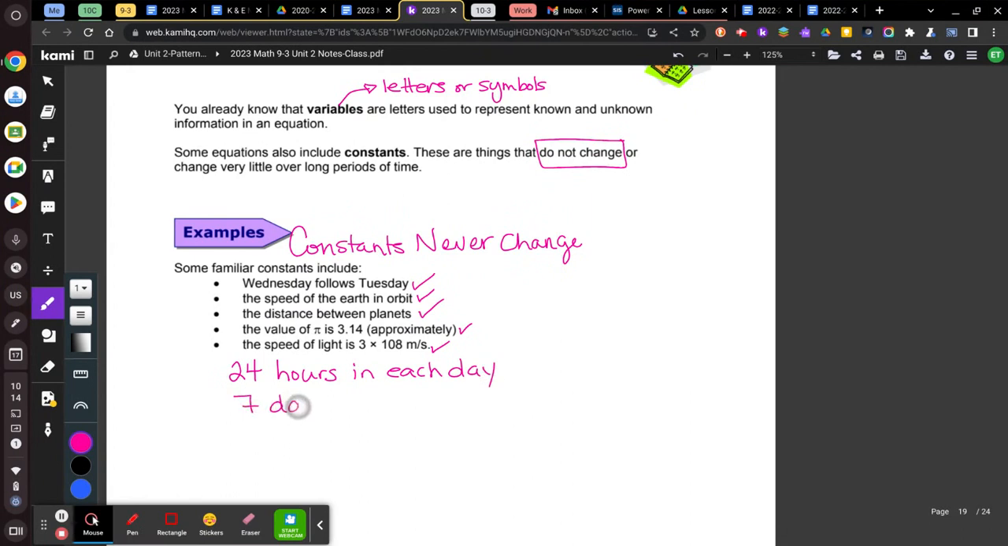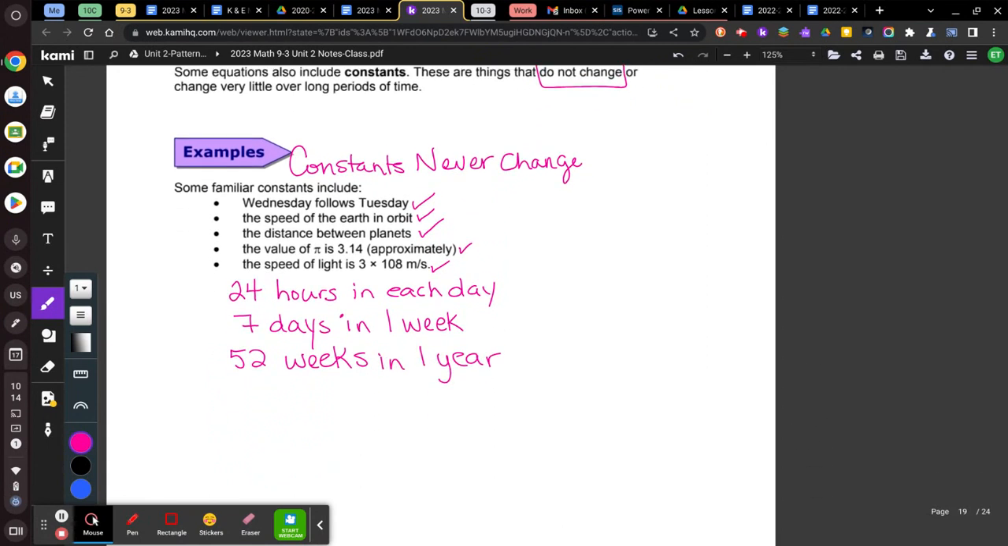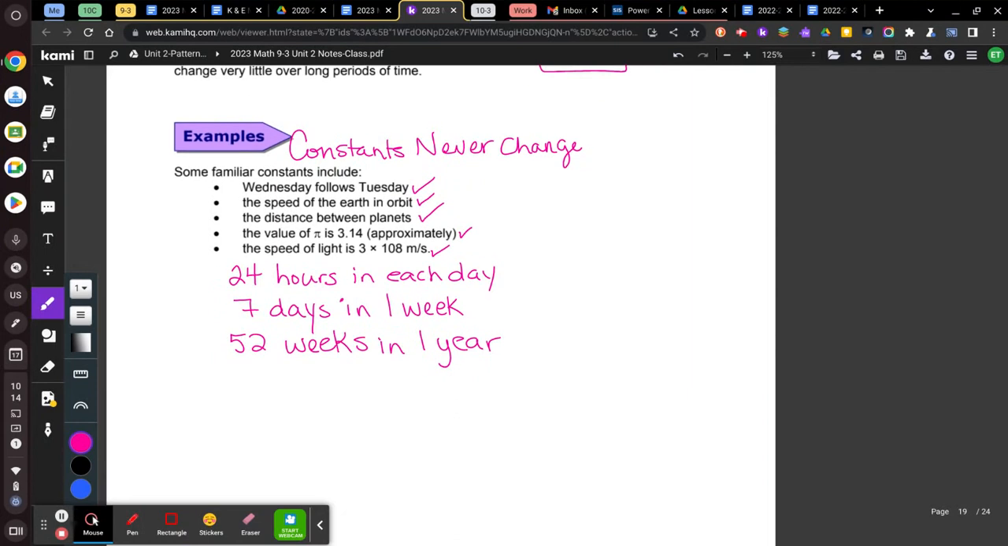7 days in a week. In 1 week, we have 52 weeks in 1 year. Okay, these are constants that never change. So hours in a day, days in a week, weeks in a year, and also 12 months in a year. So those are constants.